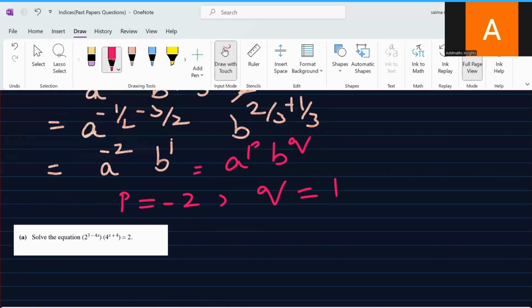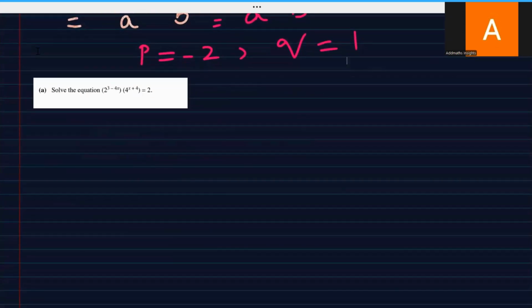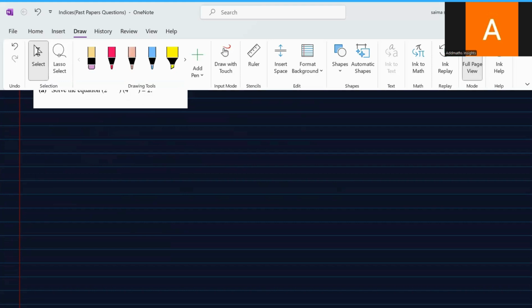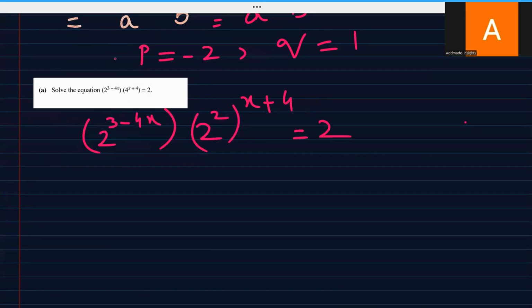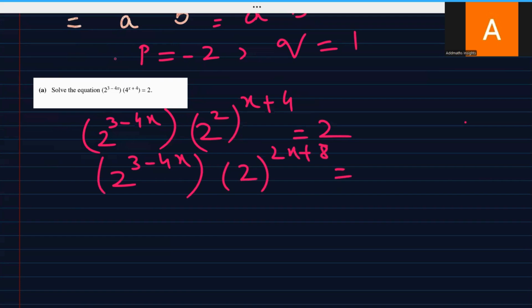So the next question is solve the equation. Again, you are going to use the same technique, making the bases same. So you can write 2 raised to the power 3 minus 4x as it is. And this 4 becomes 2 squared, so x plus 4 is 2. So in indices, the basic technique is to make the bases same. It makes your calculation easier and simpler.